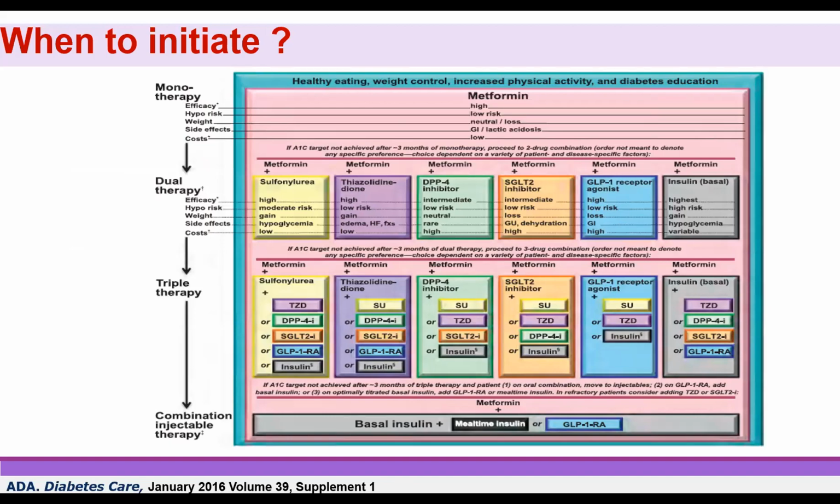Now, when to initiate? If you look into different guidelines, the guideline will tell you when to initiate insulin therapy. This is basically by the American Diabetes Association 2016, and they have said that you start with metformin. If not controlled, you can give insulin, or you can start with metformin, add a sulfonylurea, and if this fails, you can start with insulin. So after one agent failure or after two agent failure, you can start with insulin therapy.